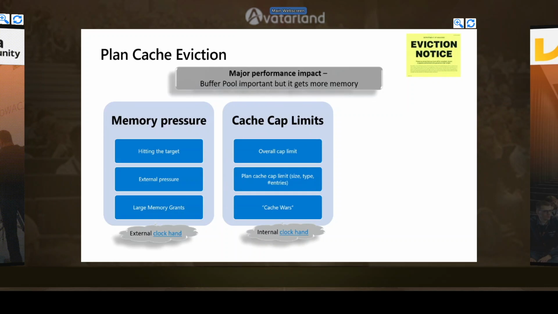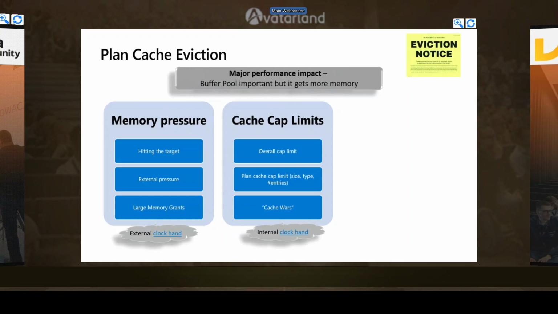Now, also though, there are cache cap limits. We do not allow in SQL Server the plan cache to grow unlimited. There are certain limits, and the plan cache limits vary based on size, the type, and number of entries. There could be something called a cache war, a term I invented, where other types of caches are also growing and they're all competing for these limits. So there's another clock hand for cache limits called an internal clock hand. Again, the DMVs can show you this. So we will use different clocks to represent how to evict plans from cache.